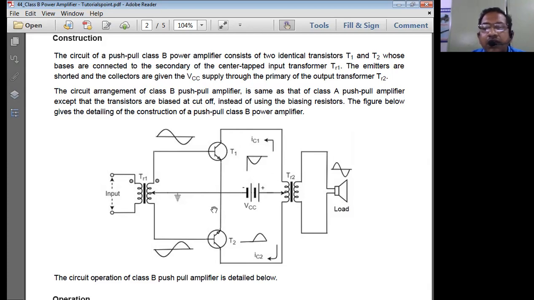Now here care has to be taken that when T1 is on, T2 has to be in the off condition. When T2 is on, T1 has to be in the off condition. Once we take this condition, then the circuit is normally going to operate properly. So this is the basic operation of the circuit under consideration.